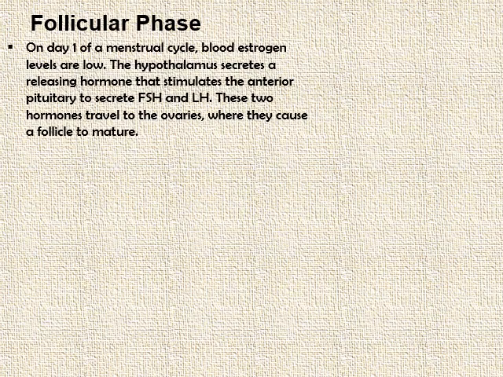Let's look at the phases of menstruation one after the other. The first one is the follicular phase. On day 1 of the menstrual cycle, blood estrogen levels are low. The hypothalamus then secretes releasing hormone that stimulates the anterior pituitary to secrete FSH and LH. These two hormones travel to the ovaries where they cause a follicle to mature.